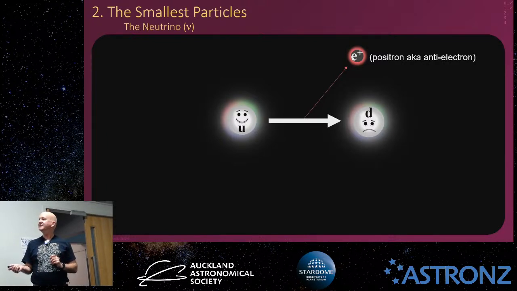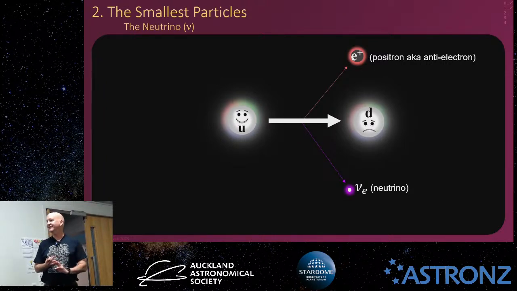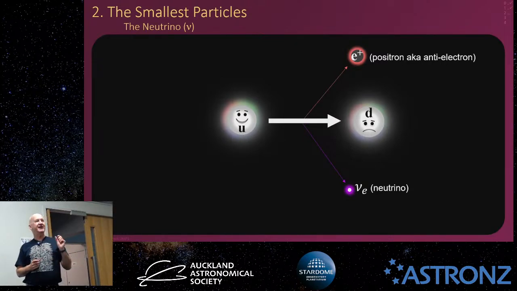So when an up quark turns into a down quark, it emits a positron and another particle called a neutrino. Now this particle called the neutrino, that's the Greek letter nu, which is a good shorthand for a neutrino. These neutrinos have mass, but they're very, very light particles, and they will travel nearly the speed of light. So when this happens, a neutrino will be created and will shoot off near the speed of light.